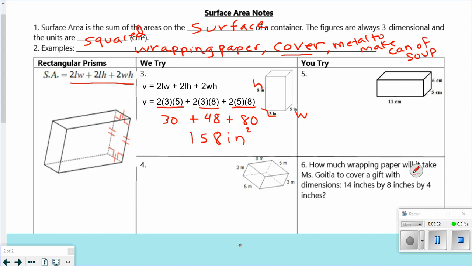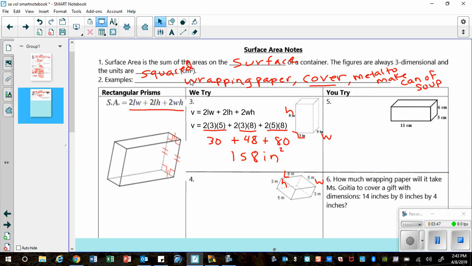Let's take a look at number 4. Okay, there are quite a few different numbers on here, but we'll use each one once. We'll say that the width is 5, the length is 8, and the height is 3. Okay, I'm going to do the same thing like I did for the last one.